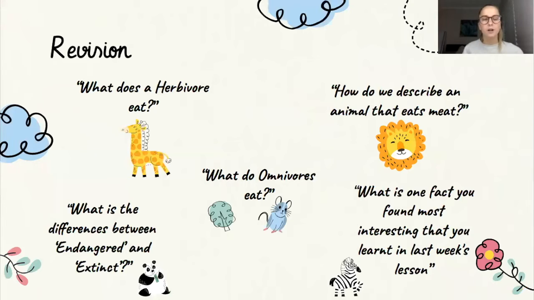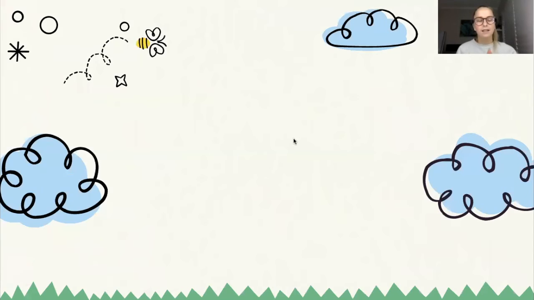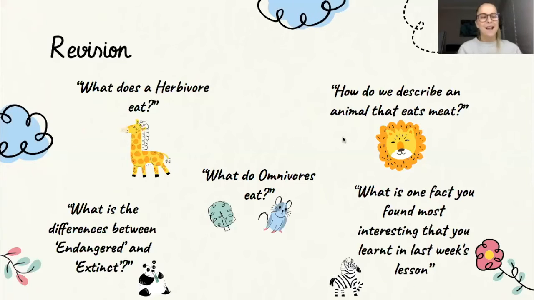Some of the questions are, what does a herbivore eat? What is the difference between endangered and extinct? What do omnivores eat? How do we describe an animal that eats meat? And what is one fact that you found most interesting that you learned in last week's class? So with the assessment questions, sorry, we'll just go back.